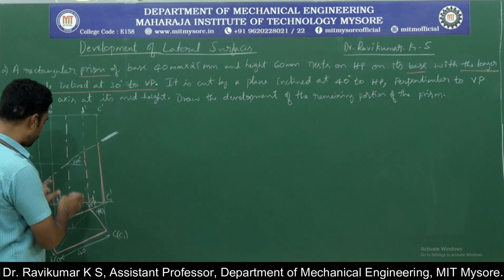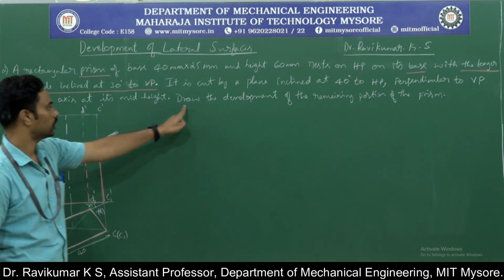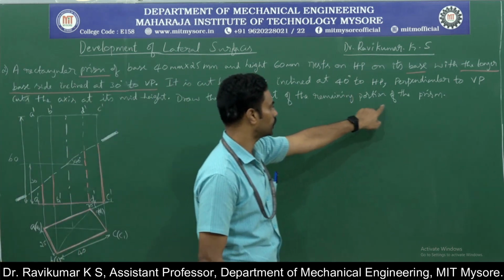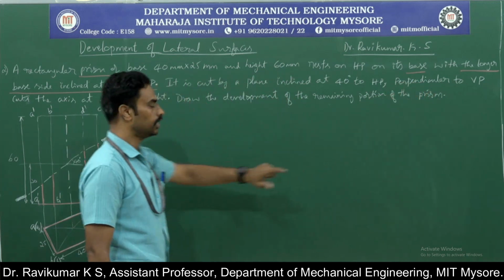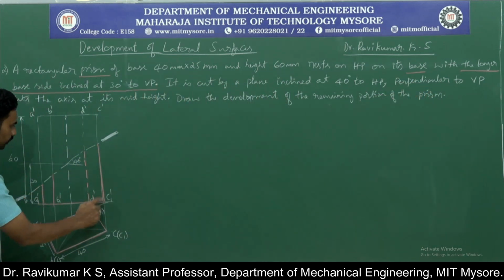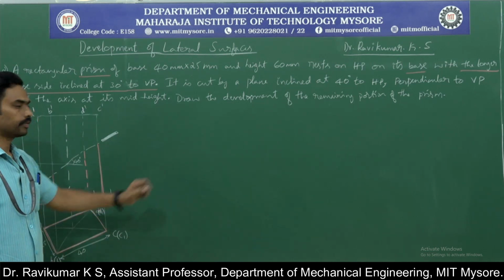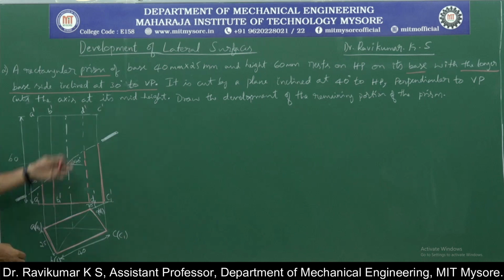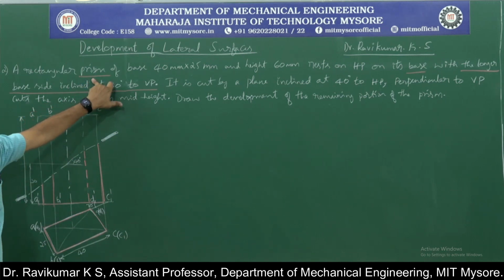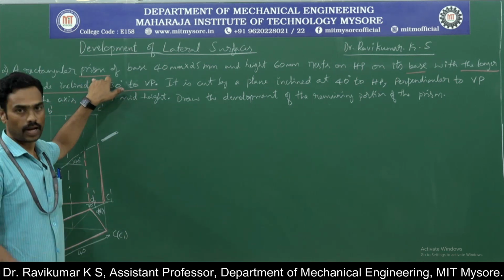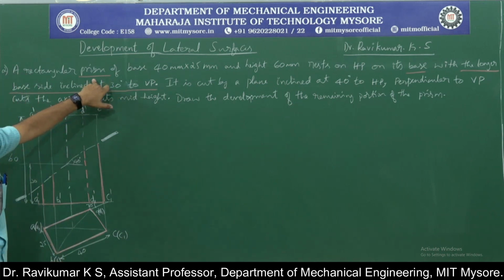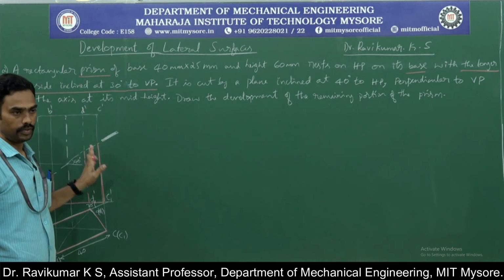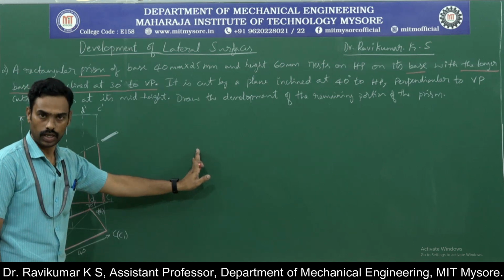So, you need to develop this particular portion, because the question is to draw the development of the remaining portion of the prism. This is the remaining portion of the prism, this you need to develop. Okay. And since this comes under prism, we need to use the parallel line method. That means we need to draw the development just beside the front view only.